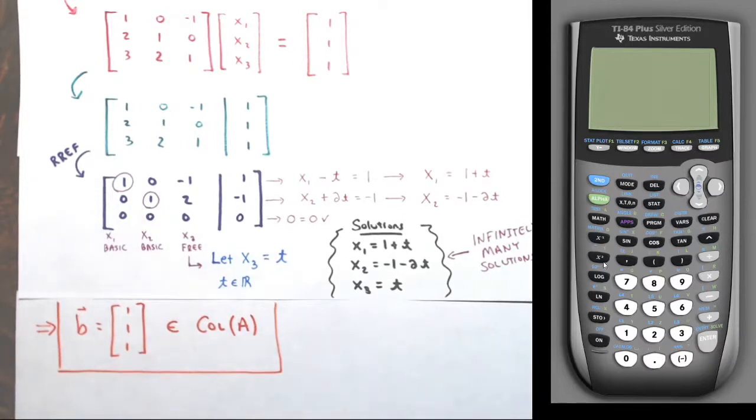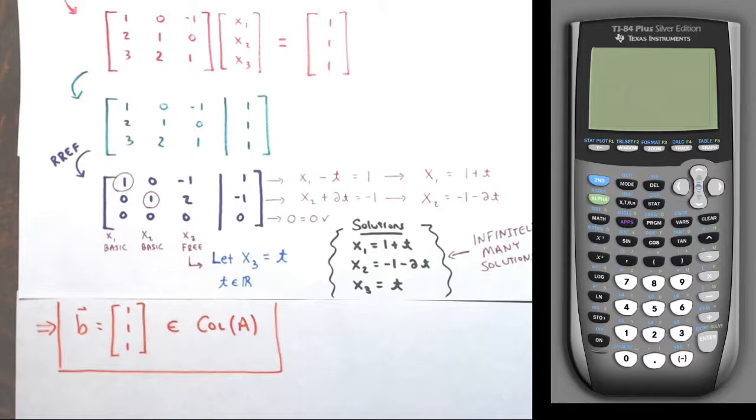Now, sometimes you might be asked, well, if it's actually in the column space of a matrix, can you show me how I can write this vector as a linear combination of those columns? That's where the solutions come in.